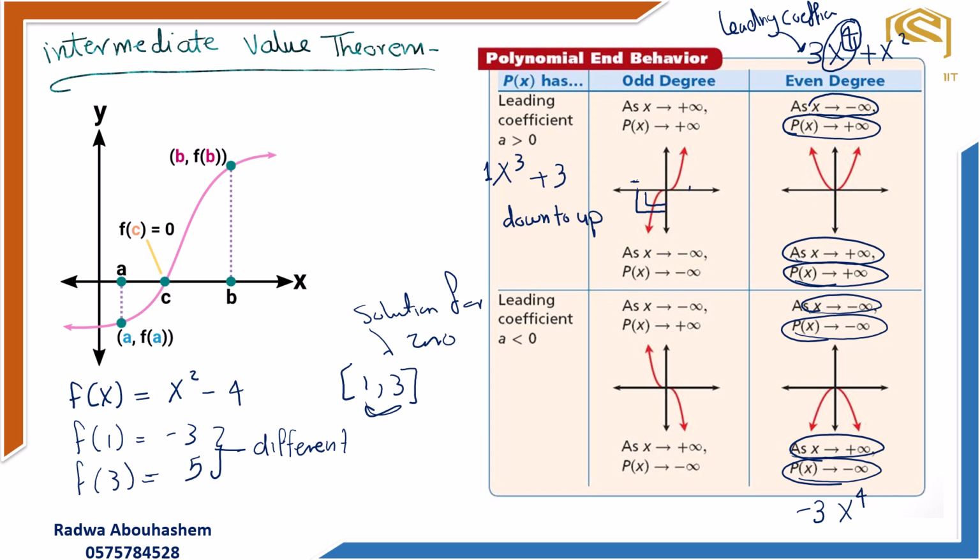And if your x is positive, your y also is positive. So as you see here, if x is positive, the y would be positive. Now here, if x is negative, the y would be negative.